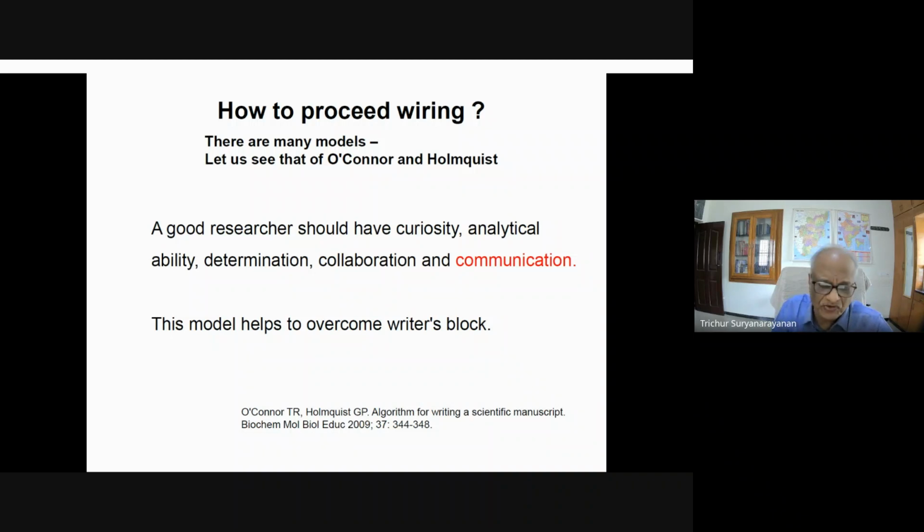There are different ways of overcoming this, and I am presenting here the model proposed by O'Connor and Holmquist. That seems to be a good model. It works very well for many of us. So that model of removing the mental block, of initiating you to begin writing, is the one that we are going to discuss.